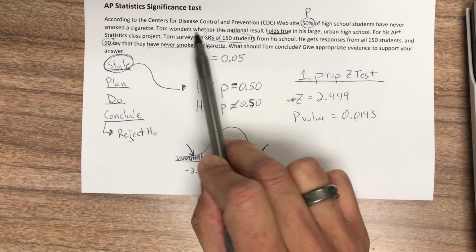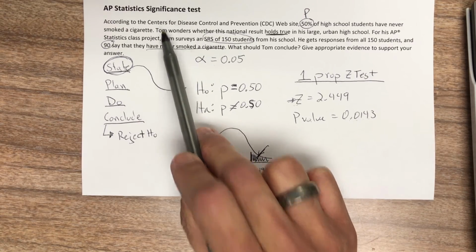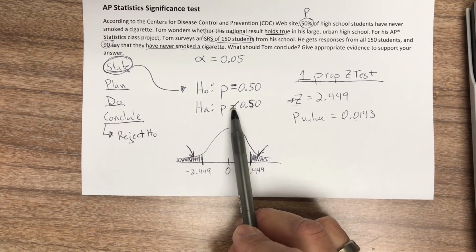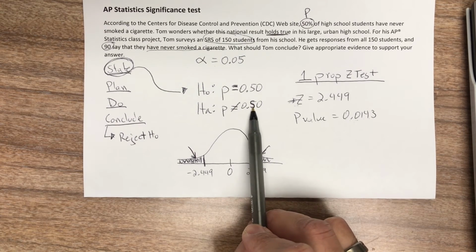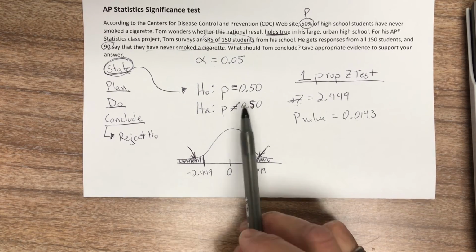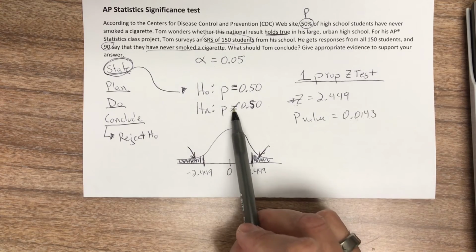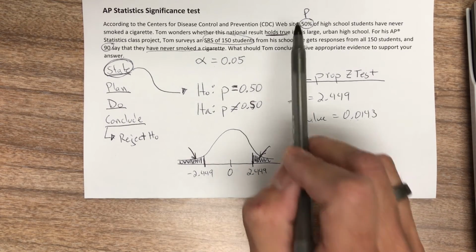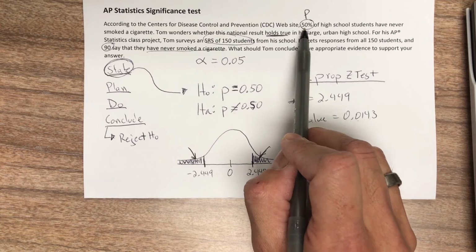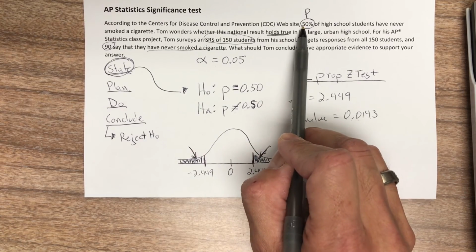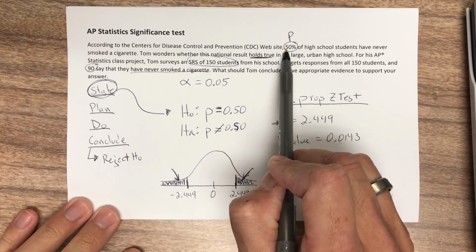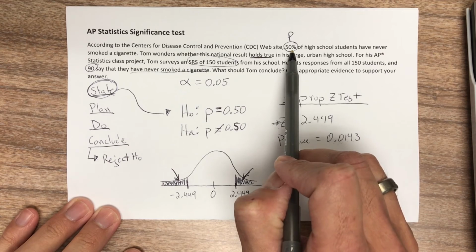So in Tom's high school, the proportion is not equal to 0.50. It might be higher, it might be less, we're not sure, but we know that it's not equal to 0.50, and that's what is the claim. 50% from the website CDC, they claim that 50% of the students, high school students, have never smoked.